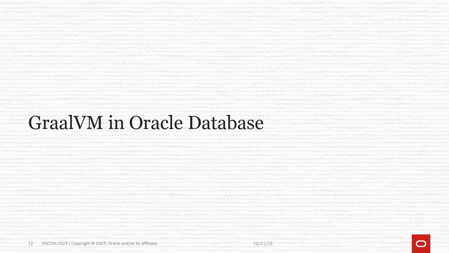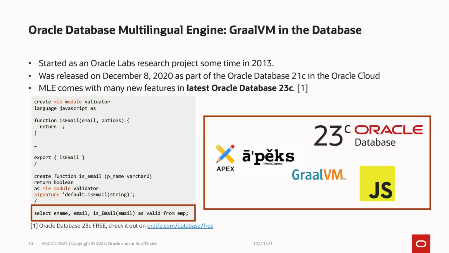All right, so let's get started with a little bit of technical details of this integration of GraalVM in Oracle Database. As Lucas already mentioned, it's called Multilingual Engine. Multilingual Engine is nothing but an embedding of GraalVM inside the Oracle Database. We started off as a research project back in 2013. That's almost about a decade ago, right? And it first appeared in Oracle Database 21c somewhere around December of 2020.